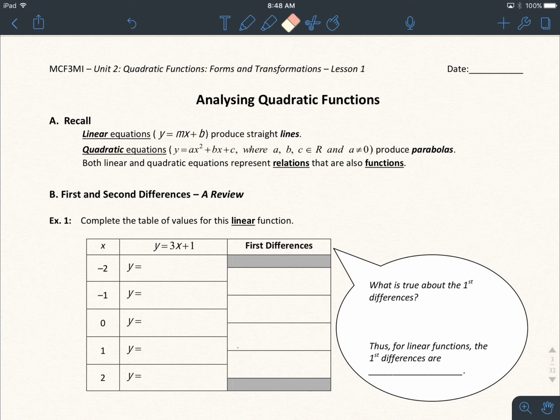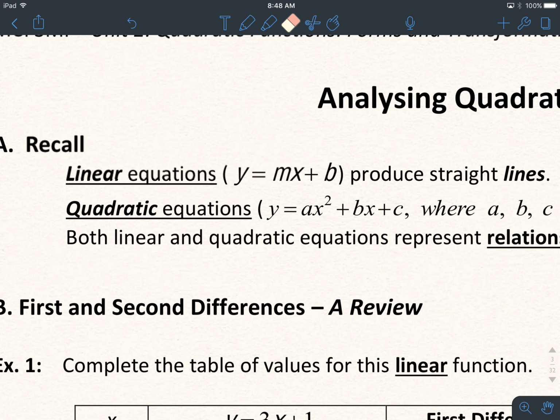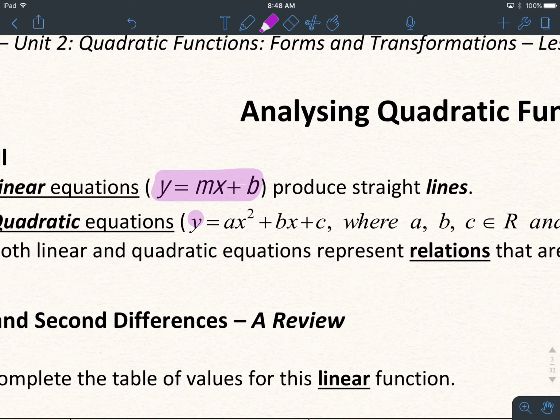So let's just have a quick look at some information about linear equations and quadratic equations, right at the beginning here. As we would recall from both grade 9 and 10, linear equations can be expressed in this form here, y equals mx plus b. They produce straight continuous lines. Quadratic equations have a few different forms. This one here is standard form, if you'll remember that from grade 10. It has a quadratic or a squared term in it, which you can see there with the exponent 2. The shape that they create is called a parabola.